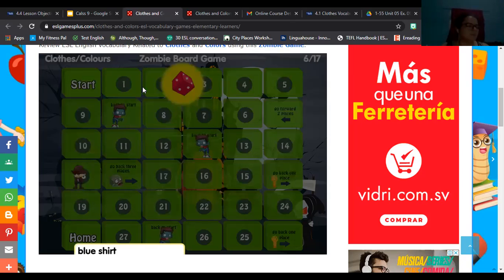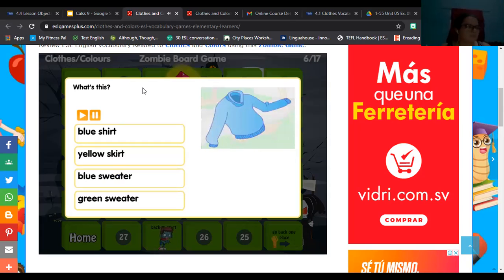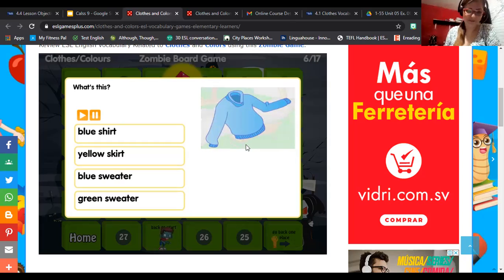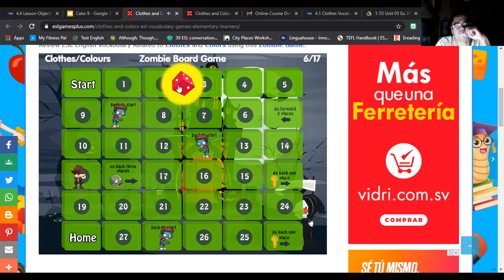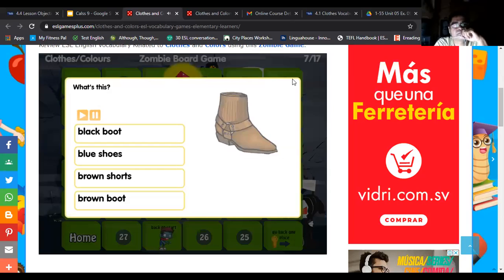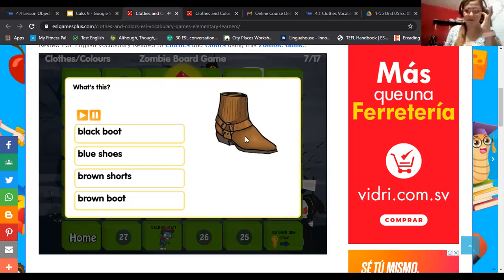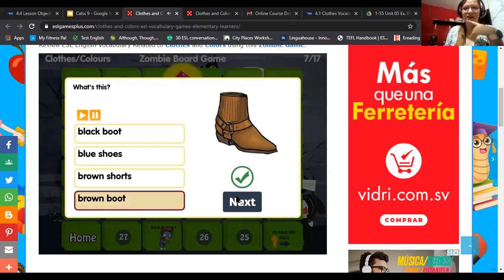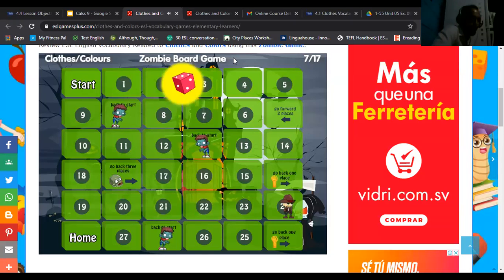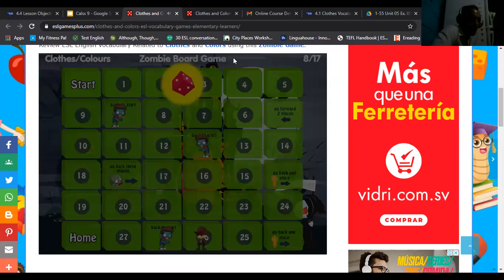Brown coat. Choose the correct answer. What's this? Blue sweater. Light blue. Choose the correct answer. What's this? Brown boot. It's a brown boot. Choose the correct answer.